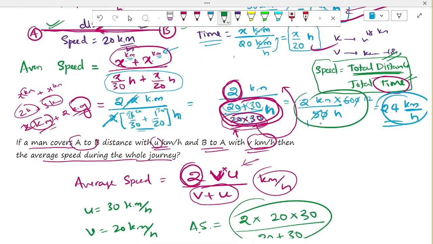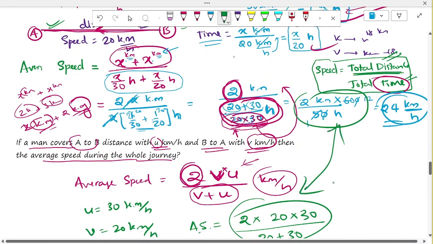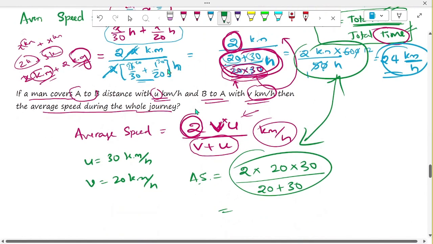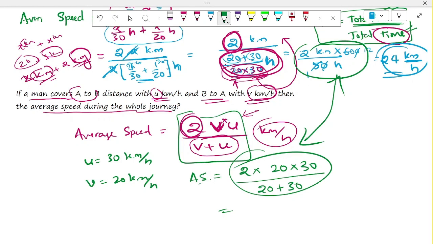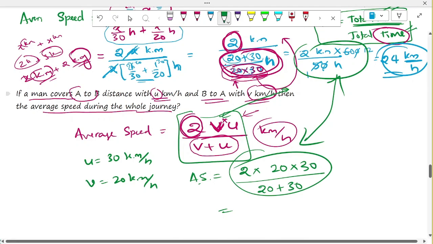See this one, observe this part. So this is having a shortcut. You can remember this formula. I have explained here how this formula comes using total time and total distance. But if you can remember this, it will be much faster to solve such questions.